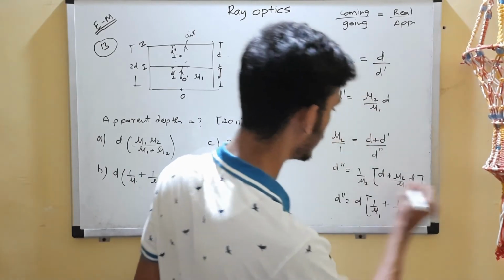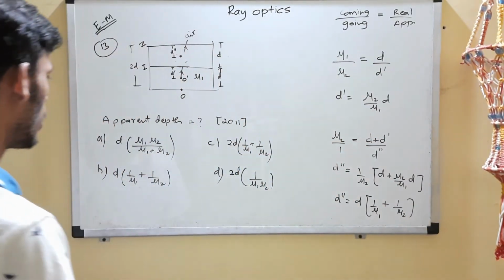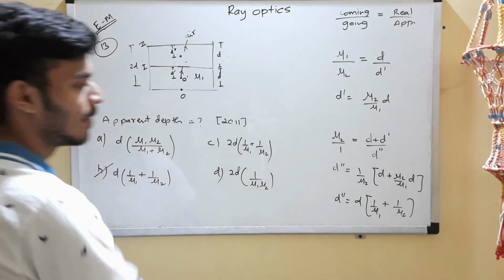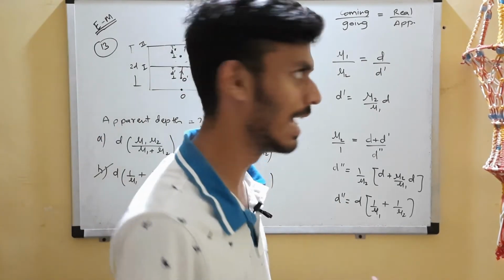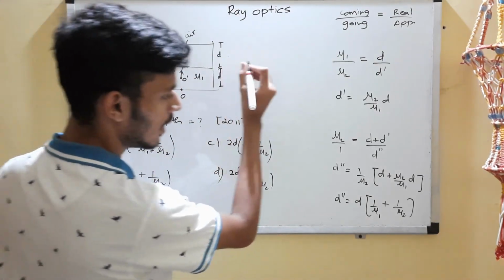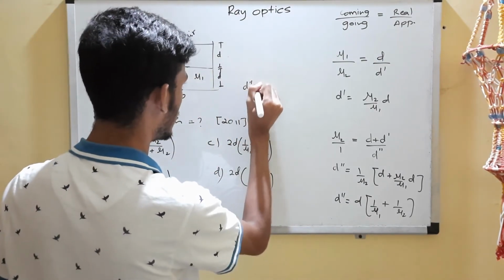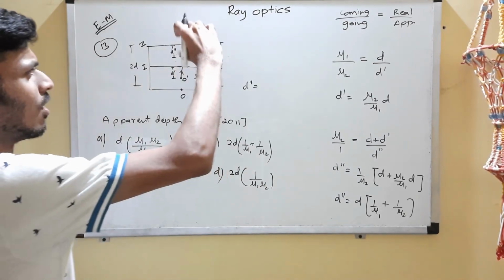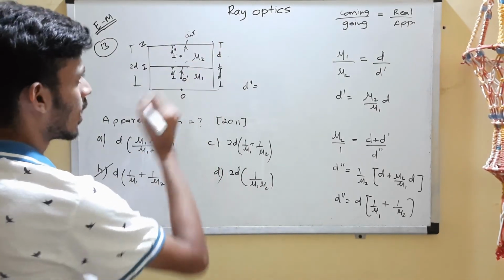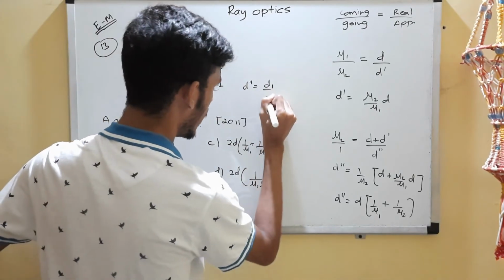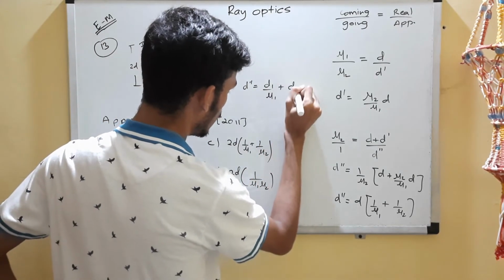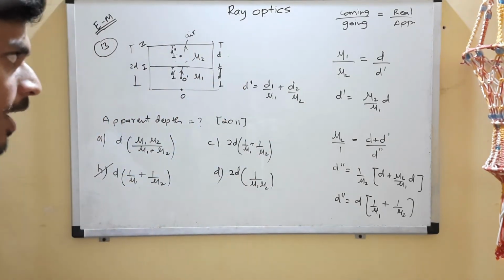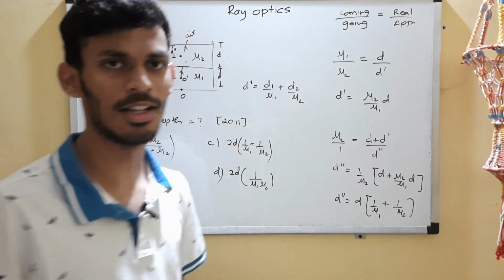You just multiply this inside and bring d out. So the correct choice over here is option B. I want you to remember this result directly by heart. You can actually generalize it more: the final apparent depth in case of multiple liquids will be d1 by mu1 plus d2 by mu2, even if d1 and d2 are not equal. So this is the general formula.